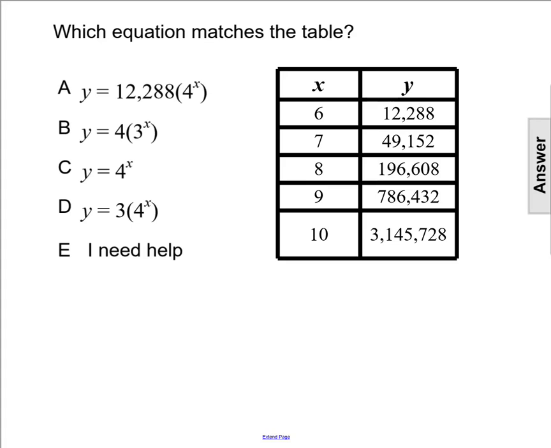Which equation matches the table? So we have here a list of information expressed on a table. Our x value starts at 6 and goes up by 1 each time, 6 to 10.